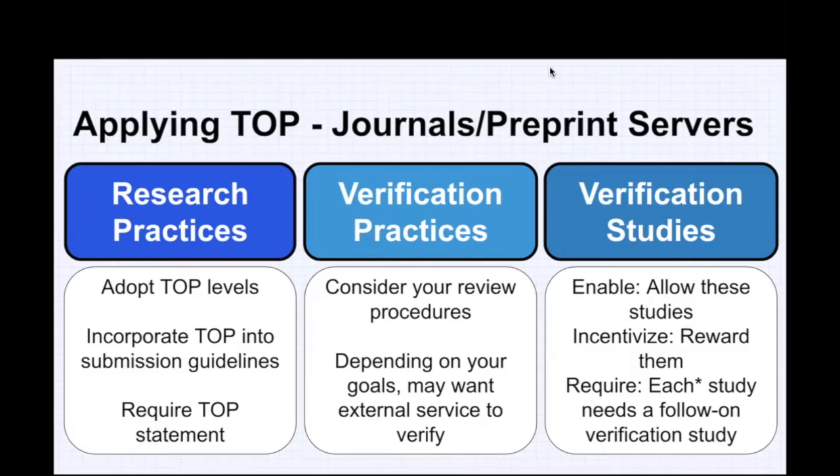For verification practices, both journals and preprint servers can consider their review procedures, if any. So, for journals that are sending articles out for peer review, you might consider whether you want to have a specific reviewer or editor who's assigned to consider issues related to computational reproducibility or research comprehensiveness, comprehensive reporting.